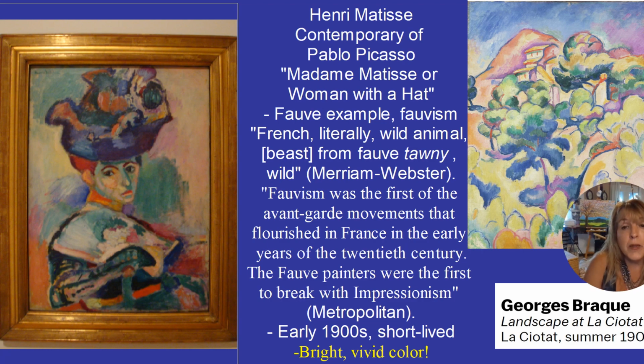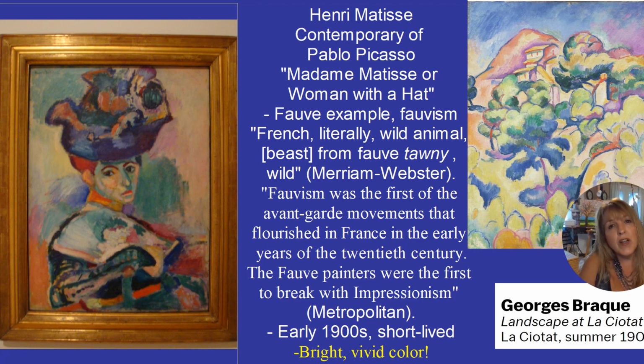So Henri Matisse, he was a contemporary of Pablo Picasso, Madame Matisse, or Woman with a Hat. And so this is a Fauve example, Fauvism, and in French it literally means wild animal or wild beast. And they were labeled wild beasts because they were producing these bright, bright, vivid colors that were just absolutely wild, and people couldn't quite understand what they were trying to say.